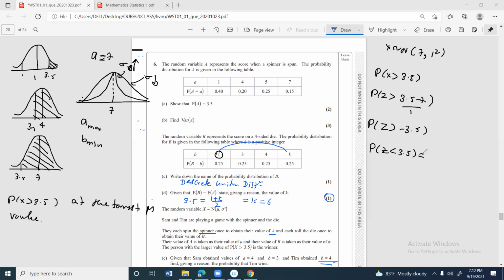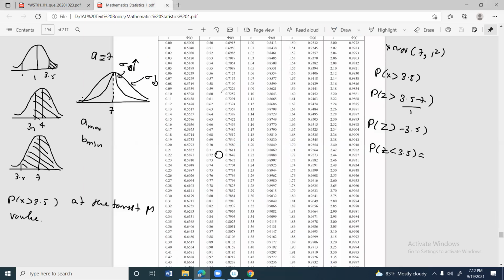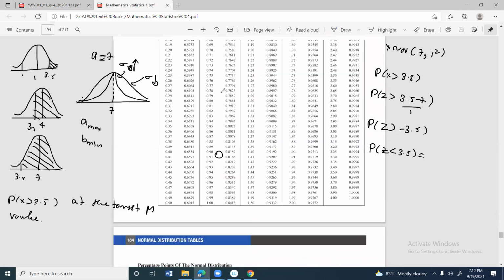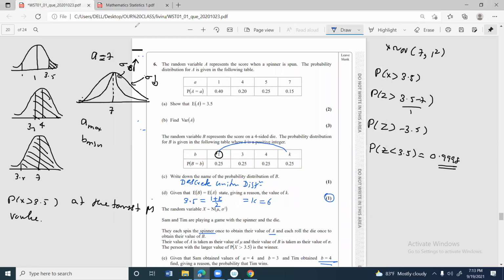So with this, you can obtain the answer if you use a table for 3.5. It should be somewhere here, a little bit down, sorry. 3.5 is somewhere here, 9998. So the probability should be 0.9998. That is the answer for that question. That is the approach for part D.